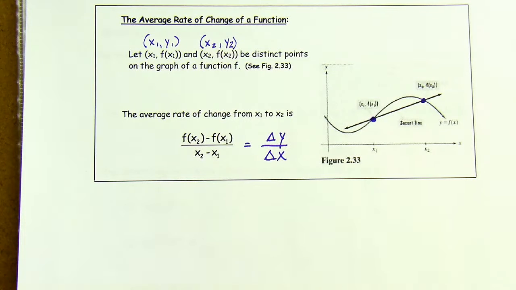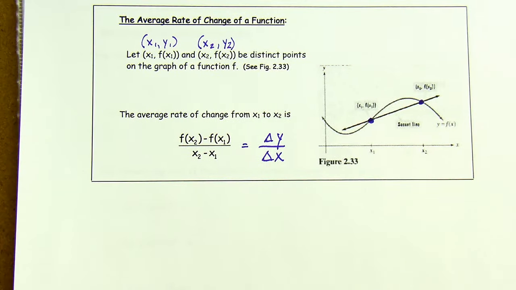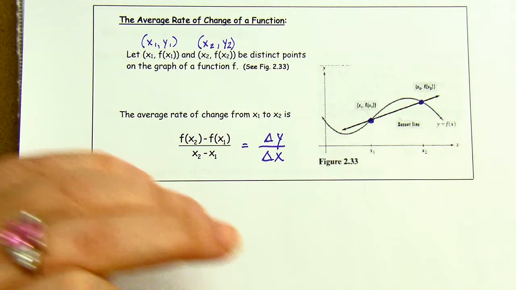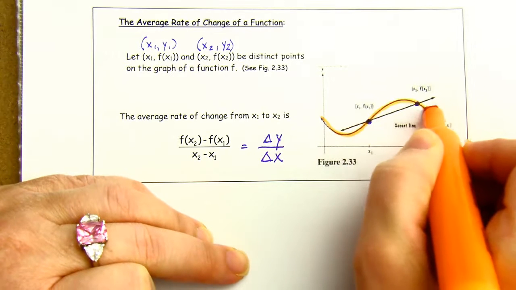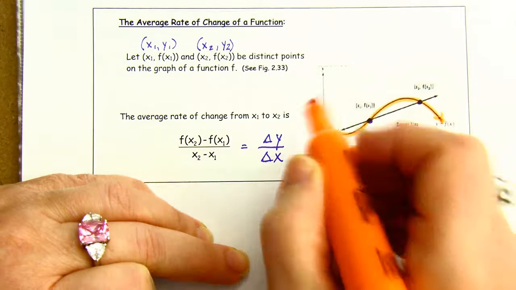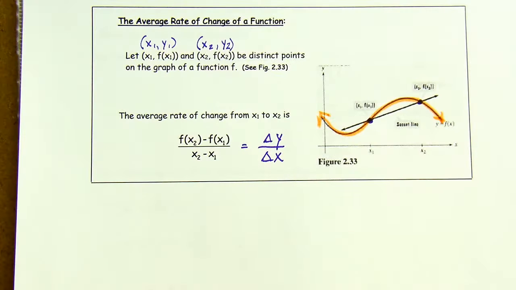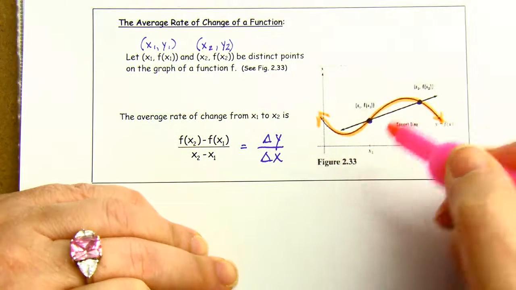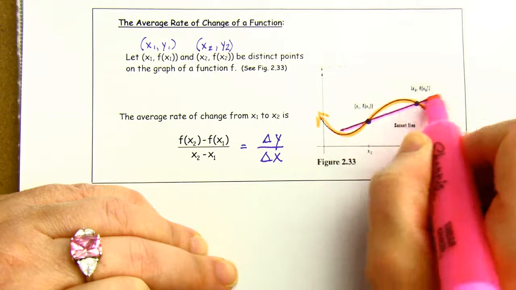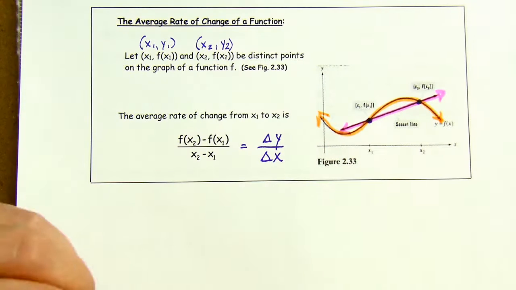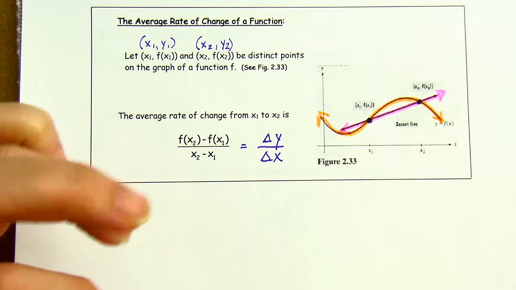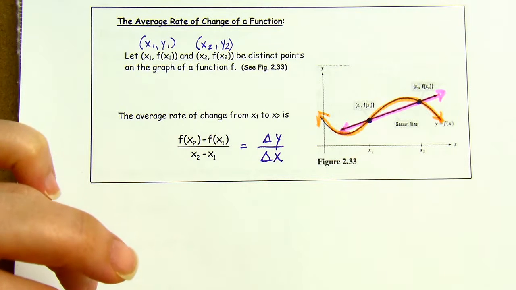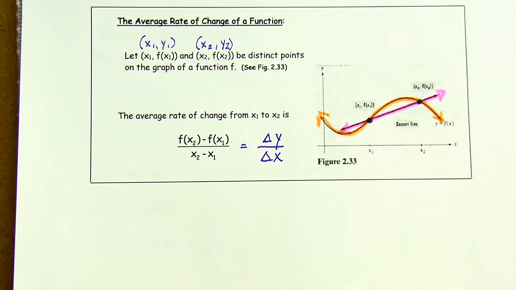All right, so here is my function. I know it's a function. It passes the vertical line test. All right, that's my function. These are my two ordered pairs. And when I draw a line through them, I can find the slope of that line using those values. Now, of course, we're going to know the x's. We don't know the y's. We're going to have to calculate them. And you're going to see that in the next example.